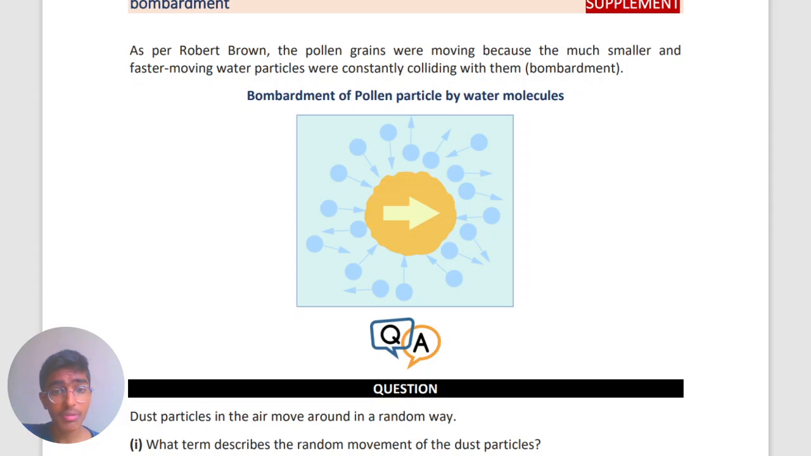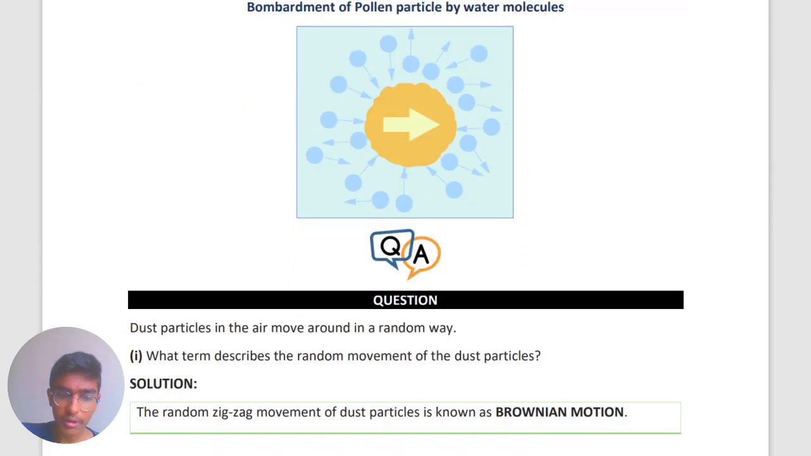What term describes the random movement of the dust particles? The random movement is the Brownian motion. Because of the invisible particles and the actual particles, there will be a zigzag movement, and therefore there will be a random movement of the dust particles because of the Brownian motion.